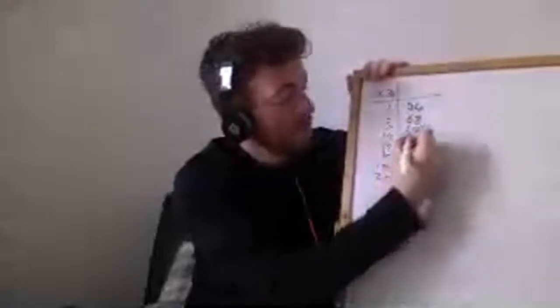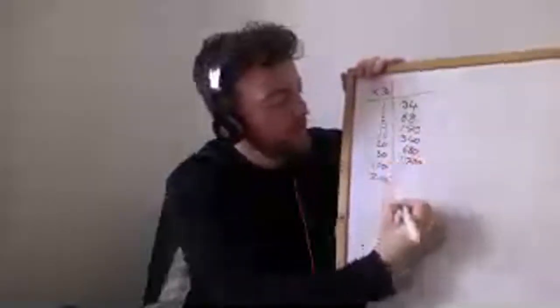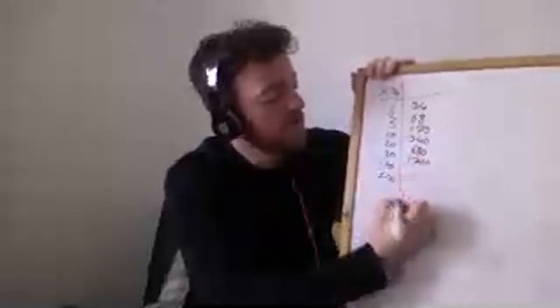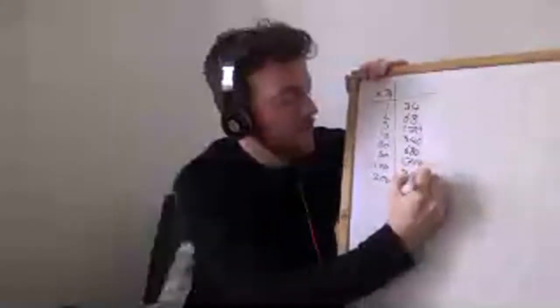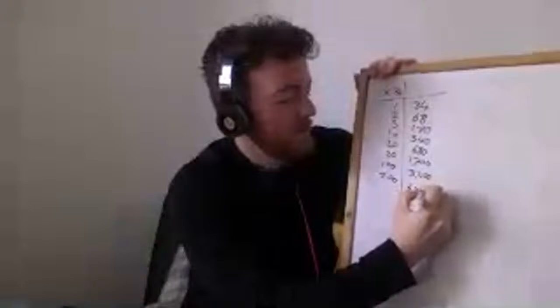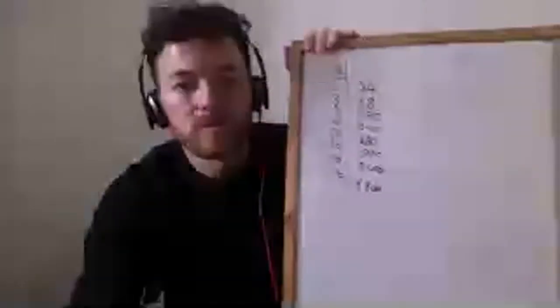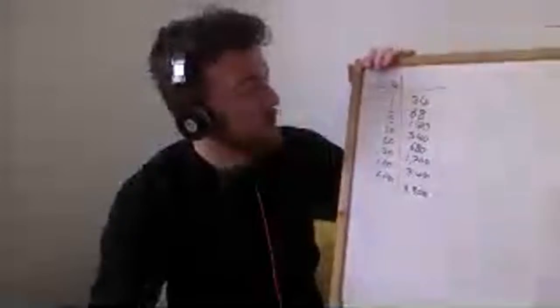Multiply it by 50, we take a 5 and make it 10 times bigger. So 1,700. Multiply it by 100, we should have had 3,400. Multiply it by 200, we should have had 6,800. Okay, so really well done. If we manage to get all of them coins done.